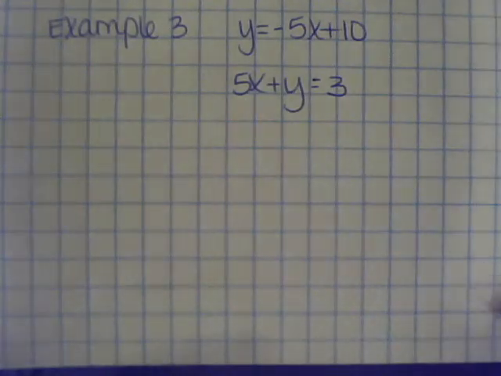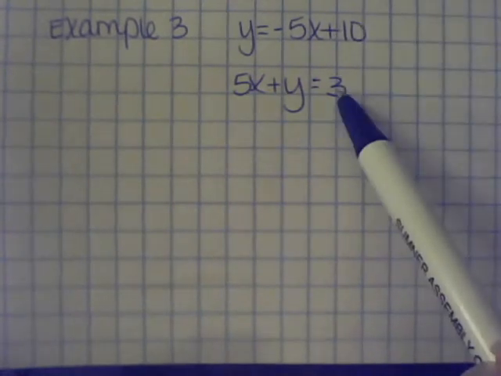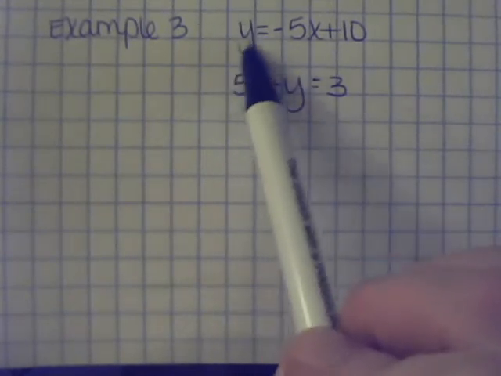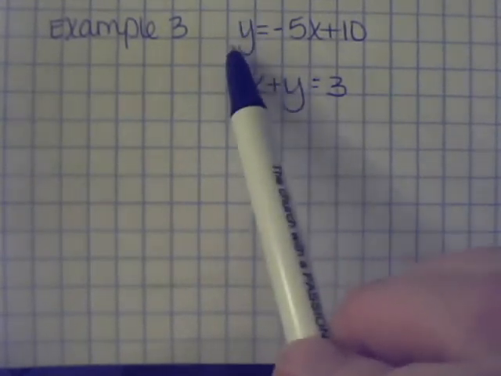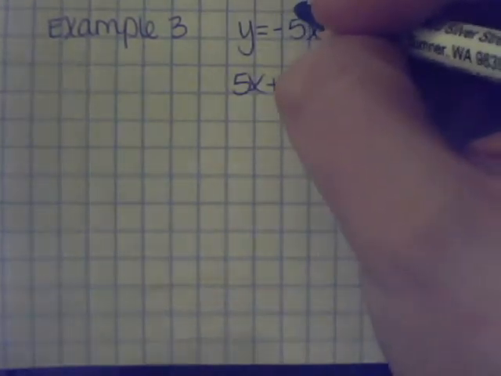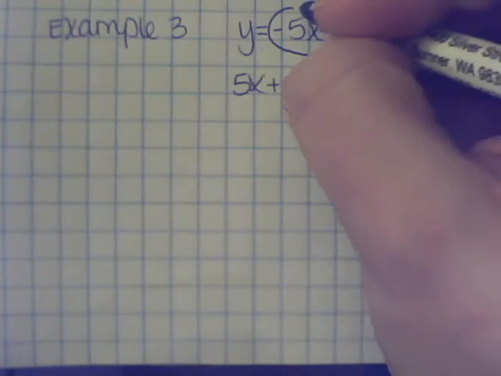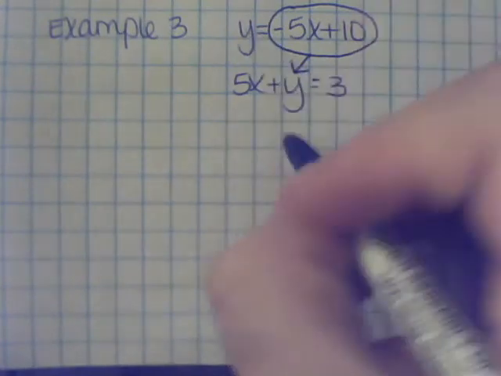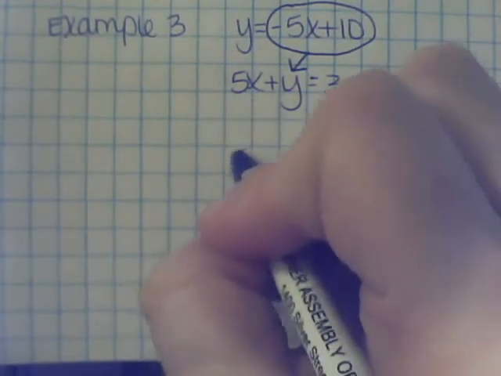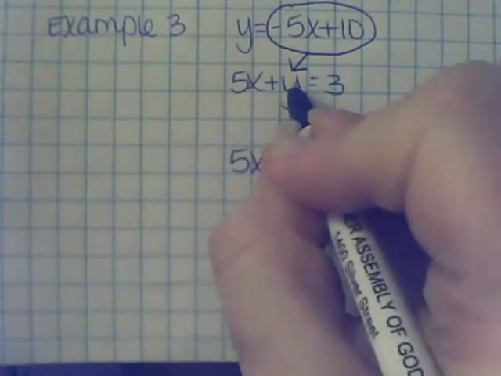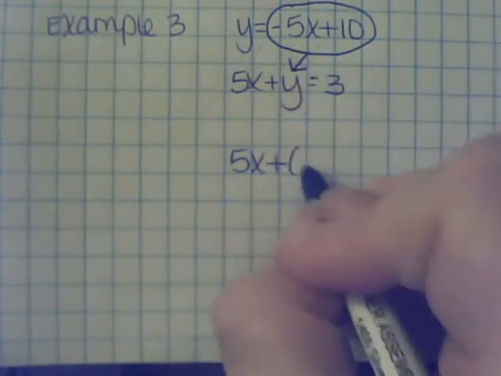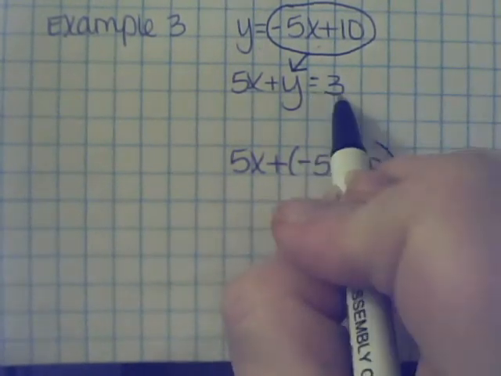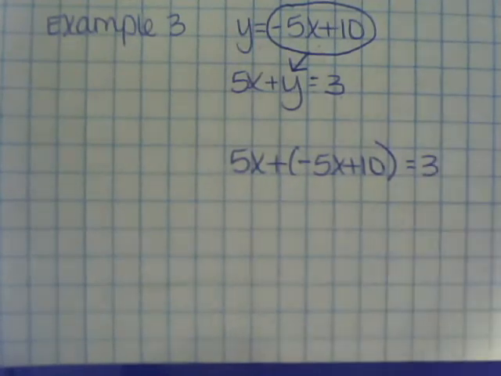And last, here's example 3. I look at my system and I notice that I have y equals again. Yes, this makes me want to throw a party. I already have an isolated variable. That means that I can automatically take whatever y equals, -5x plus 10, plug it in for y to the other equation. So I end up with, in the second equation, 5x plus, and then instead of y, I'm going to insert -5x plus 10. Copy down the equals 3 to finish the equation.